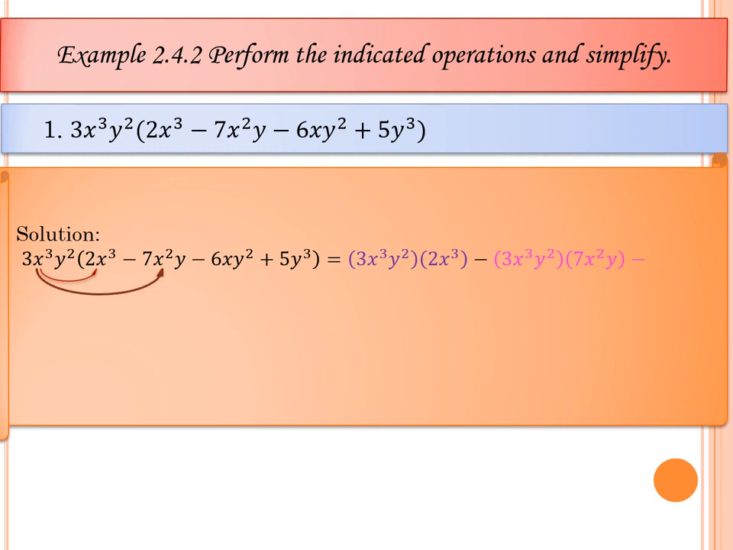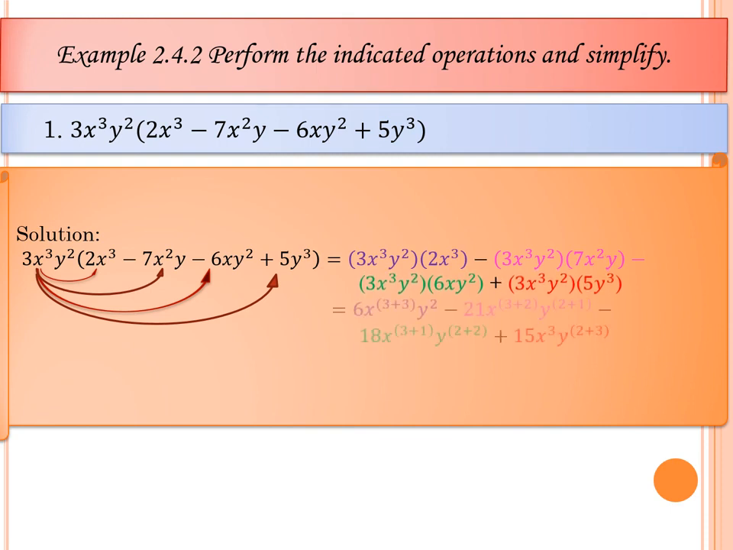So, we will have 3x cubed y squared times 7x squared y. Minus, for the third term, we distribute that one, so we will have 3x cubed y squared times 6xy squared. For the last one, distribute 3x cubed y squared to 5y cubed. Okay? So, yun yung red one. For the next step, focus muna tayo dun sa purple.